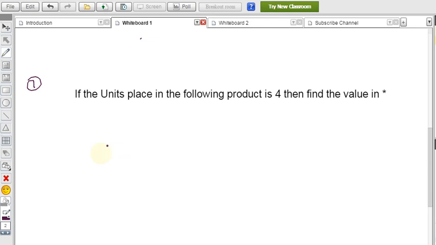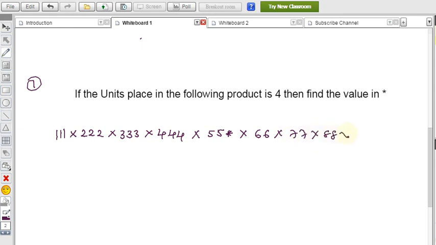So the question is 111, 222 into 222 into 333 into 444 into 5, and this is the star. One unit is there that you have to find out. Into 66 into 77 into 88 into 999. So if in this product the units place is 4, what is the value in the place of the star?